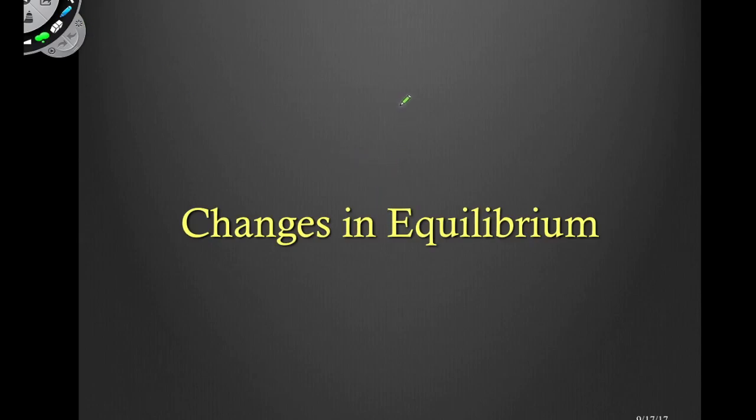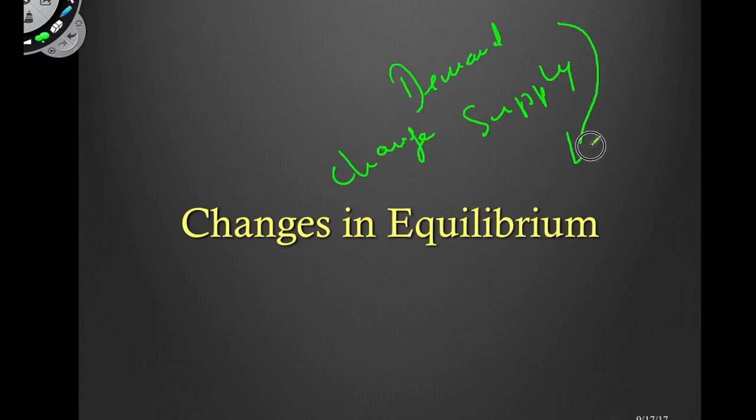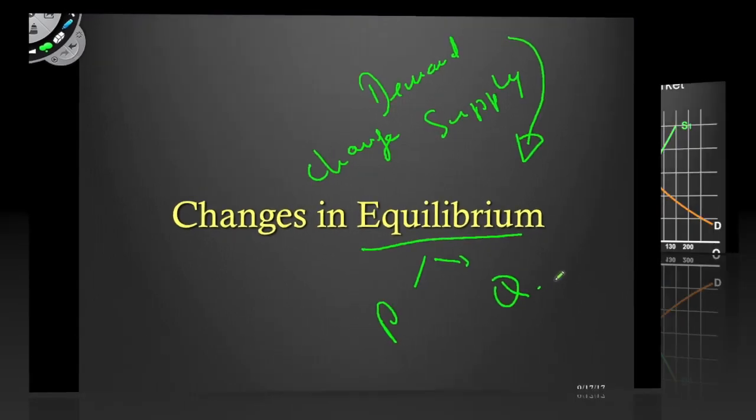Changes in equilibrium. Here we are going to look at what happens if there's a change in the demand or the supply or both in the market. As a result of these changes, the equilibrium will change, which means the price in the market and the quantity that people will buy and sell in the market will change.